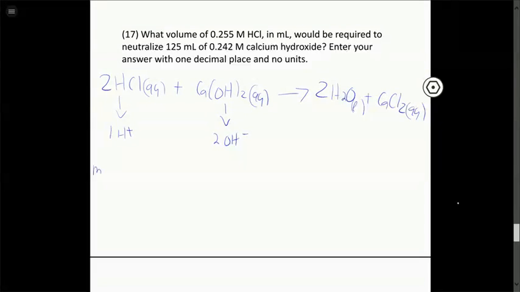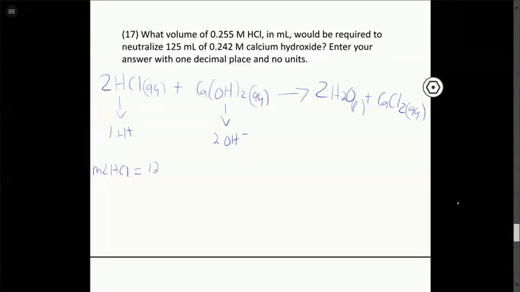So we're looking for what volume in milliliters for HCl. So we're looking for the milliliters of HCl solution that are reacting. When we're doing a problem like this, a titration problem, we always want to start with the species where we know the volume and the molarity. So for calcium hydroxide, we know that we have 125 milliliters, and we know the molarity is 0.242. So that's going to be our starting point.